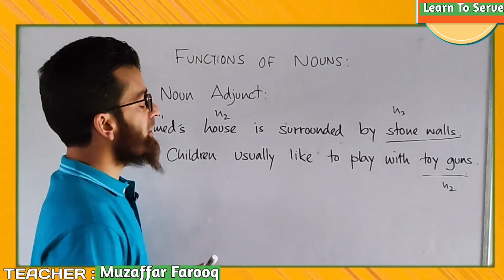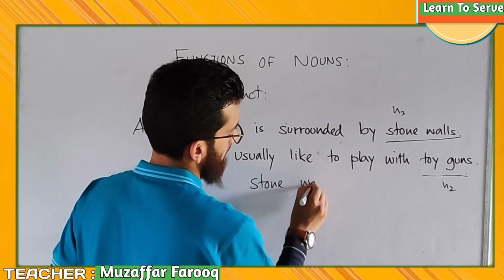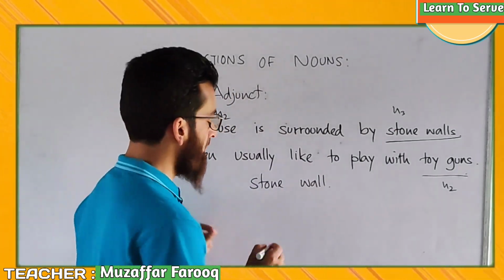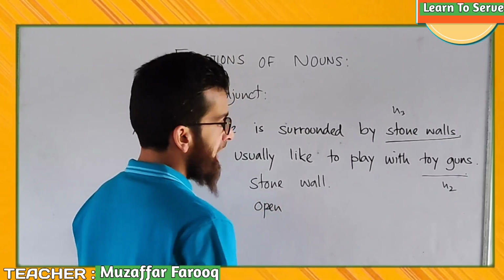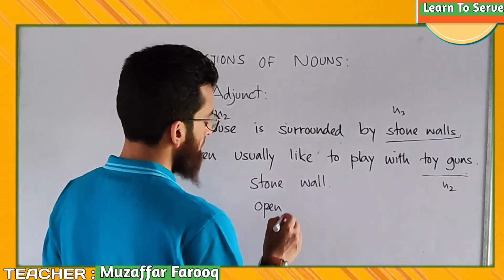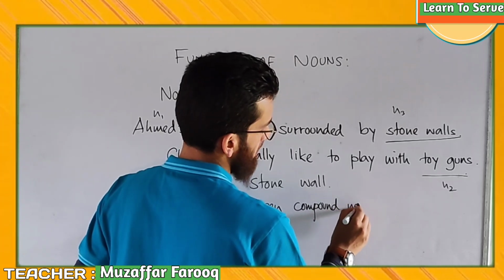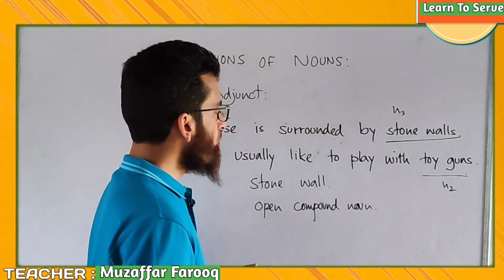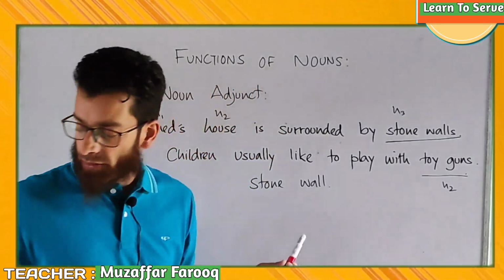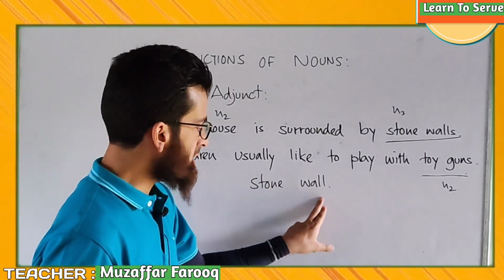But in the case of stone wall, there is a space. So this is called an open compound noun. And if there is a hyphen, you can say hyphenated compound noun. But here you see that in the case of stone wall, you have this noun, but this modifies this.